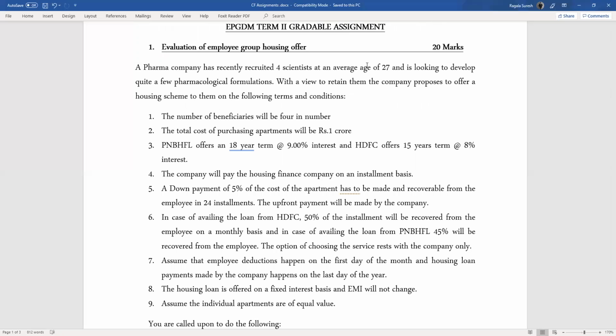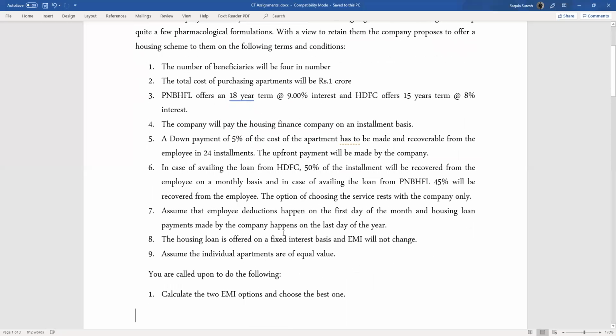It means for the first 2 years the company is not going to pay a single penny, and after that the 18 years for PNB and 15 years for HDFC will start. So our principal amount will be reduced on the basis of this 5%, and that will be the new principal for the calculation of the loan. That's what I'm understanding. Exactly right. So 95 lakhs will be the principal amount for calculating the loan.